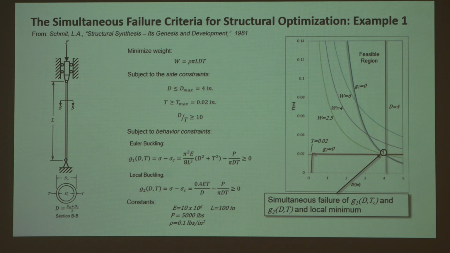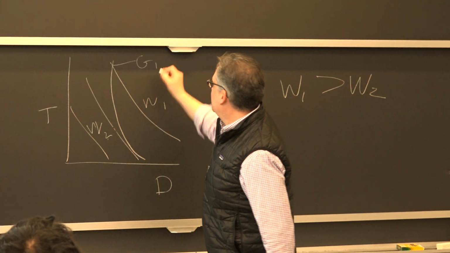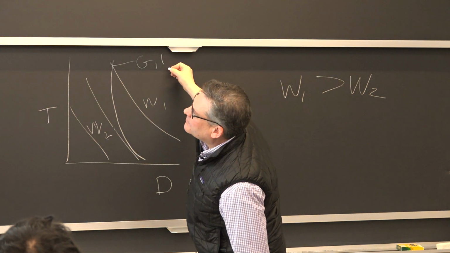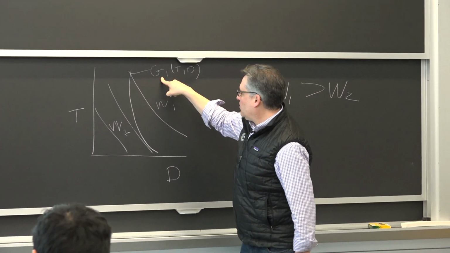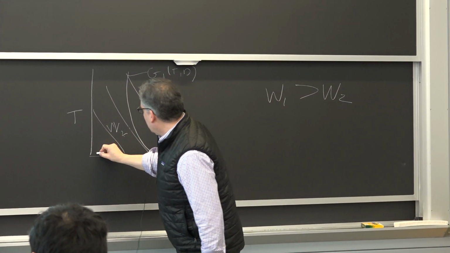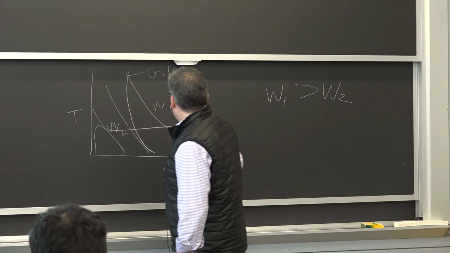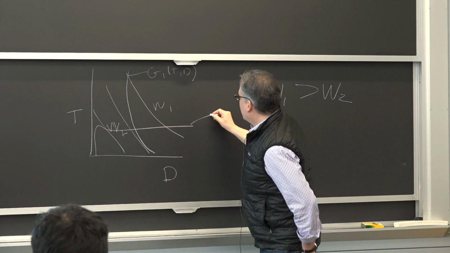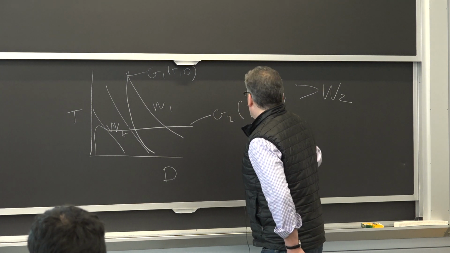These are W. Okay, I'm going to put a G function in here. This is going to be my G1, which is a function of T and D. Okay, that's G1. Now I'm going to put another one in here, which I know from doing this beforehand kind of looks like this. And this is another function, G2, which is also a function of T and D.